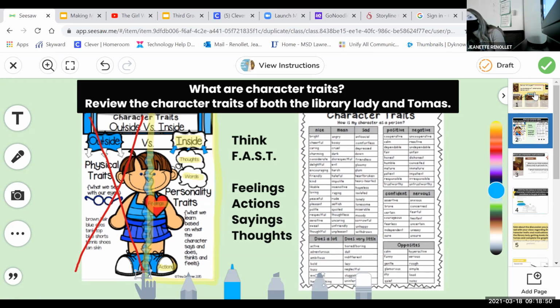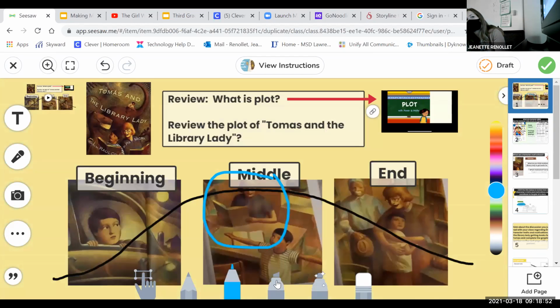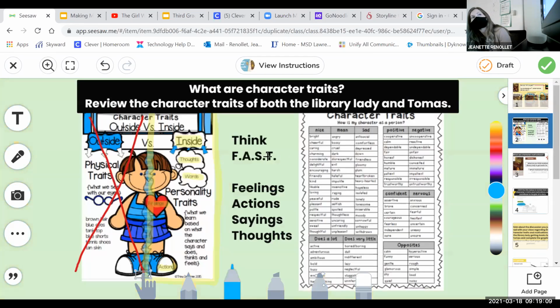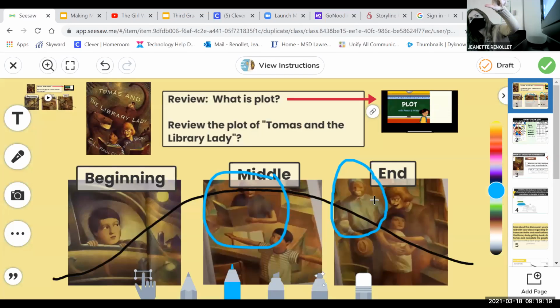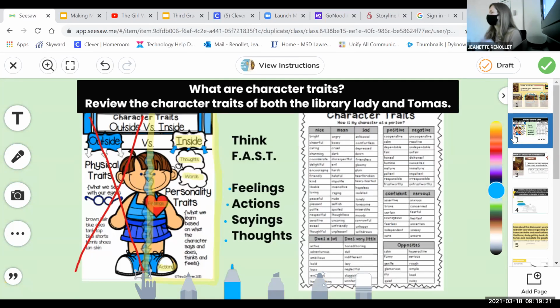All right, let's go to another character. What about Papa Grande? Think about his actions. Think about what he says. Think about what he feels or what he thinks. Remember that word FAST helps us remember: feelings, actions, says, does, or thoughts. So what do we know about Papa Grande? What character trait would you say describes Papa Grande?